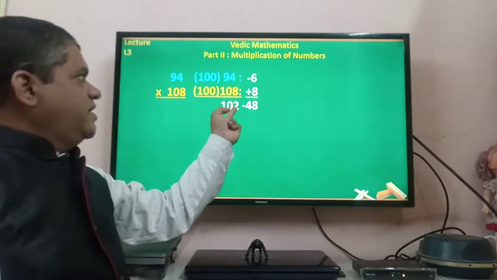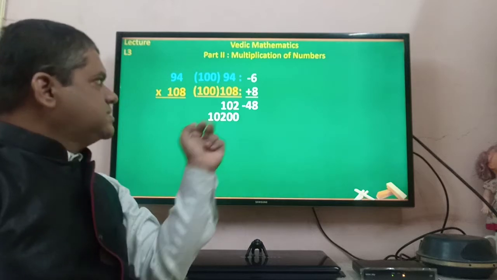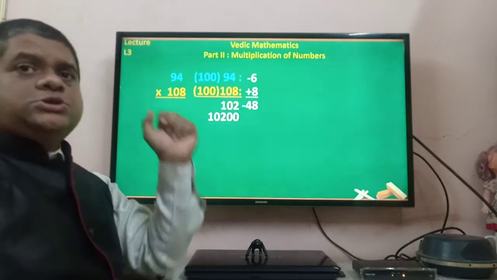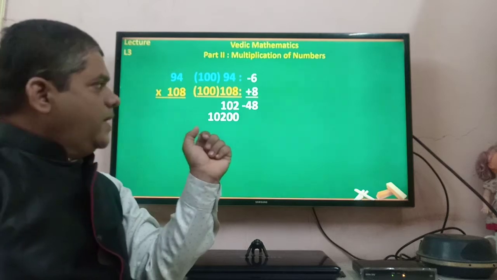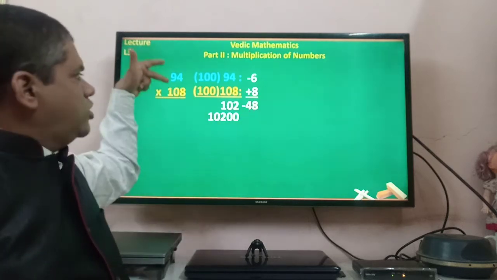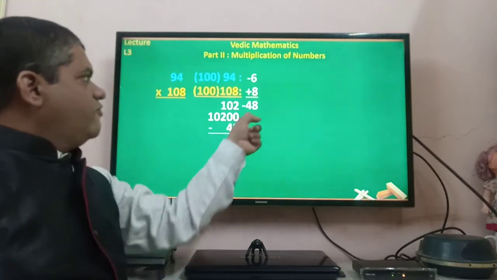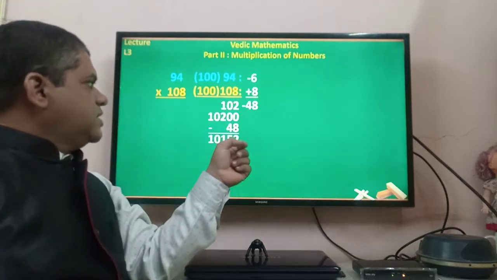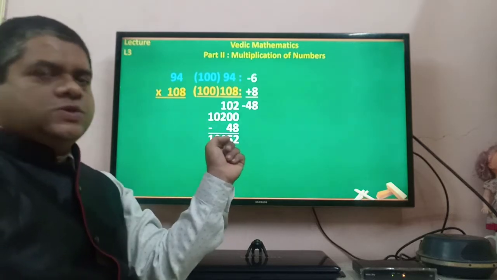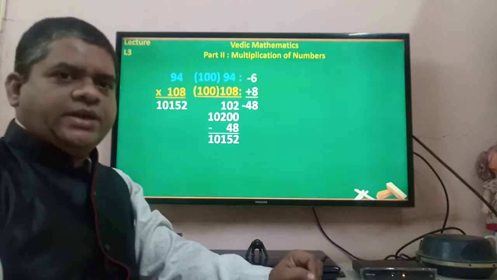But again you will find we have selected the base as 100. And when we select base as 100, the value of this 102 becomes 10,200. And now from this 10,200, we have to subtract this 48 in order to get the answer of this product. So when you subtract this 48 from 10,200, the answer you will get is 10,152. So this is the product of 94 into 108.